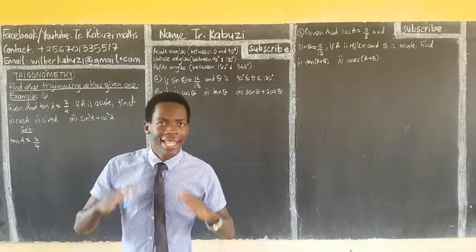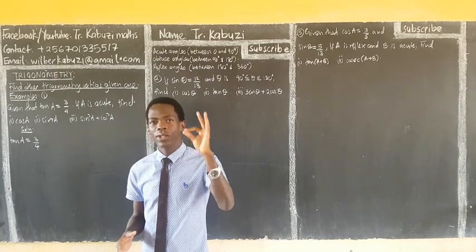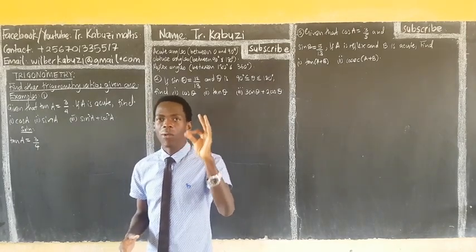Okay, so members, now let us see what happens when they give you one trig ratio and then they ask you to get others. This is what happens.